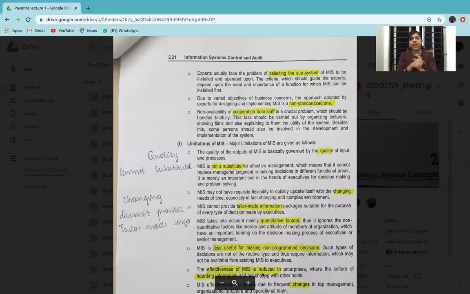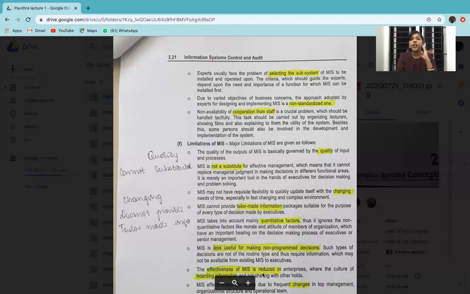Limitations of MIS again. The quality of input will determine the quality of output. So garbage in, garbage out. MIS is not a substitute for effective management. It has to adapt to the changing times of need, but many times it is not flexible.